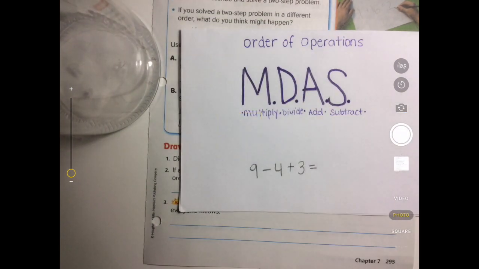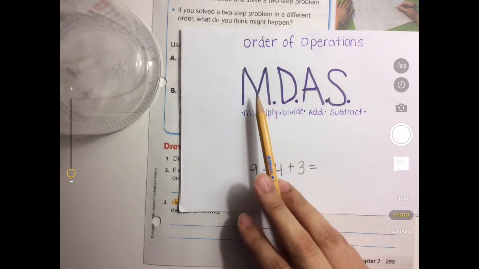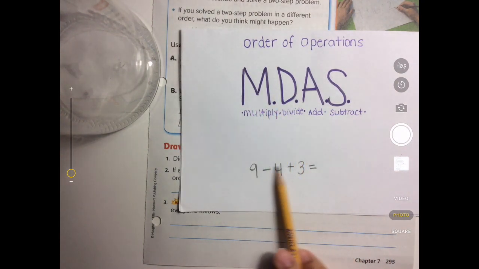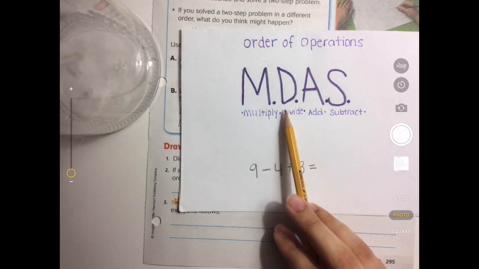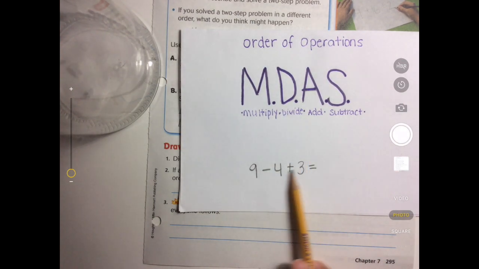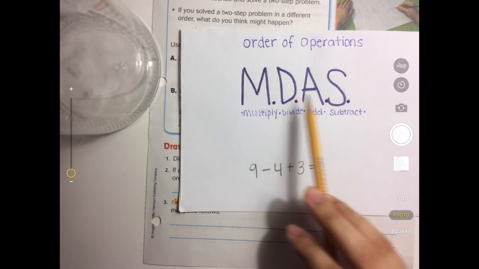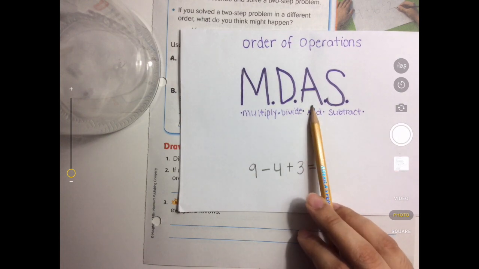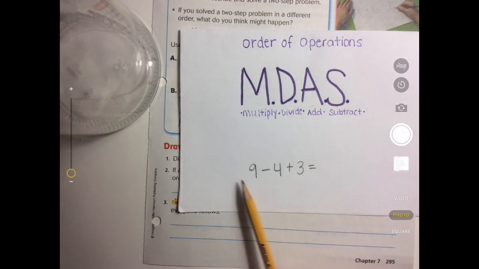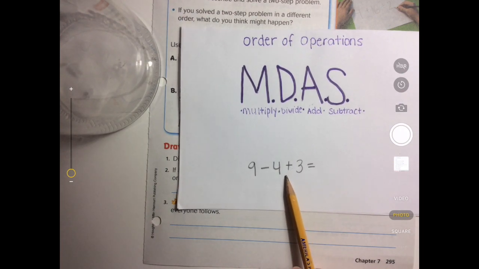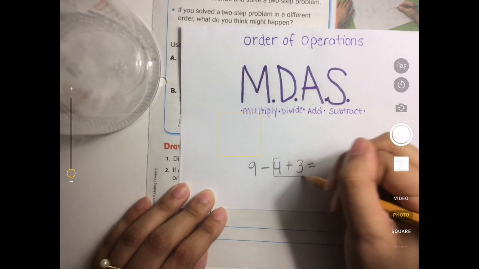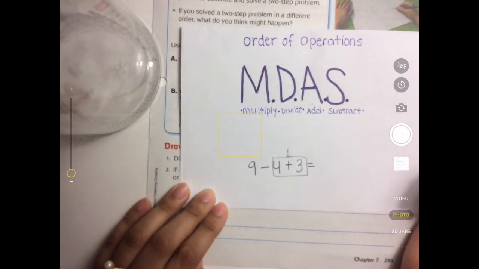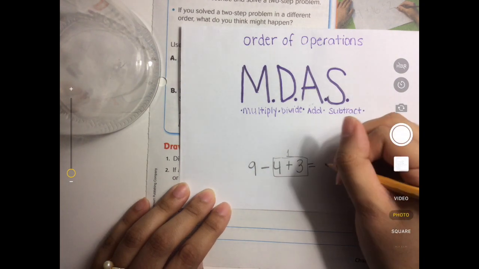I have to follow my order of operations, right? So according to my order of operations, what am I supposed to do first? Multiply. Do I see anything for me to multiply? Nope. So I move on to my next letter, D. Divide. Do I see anything to divide? Nope. So I move on to my next one. Add. A stands for add. Do I see anything to add? Yes, I do. I'm adding 4 plus 3. So I'm going to do 4 plus 3 first. What is 4 plus 3? 7.